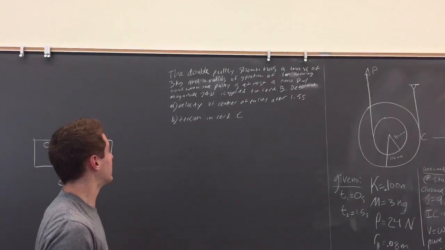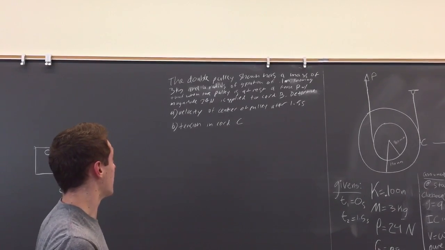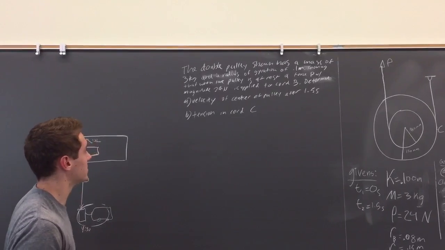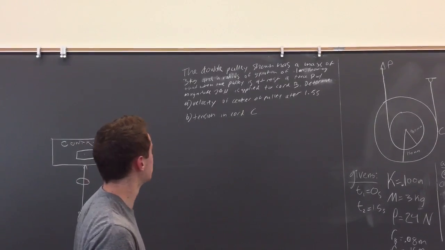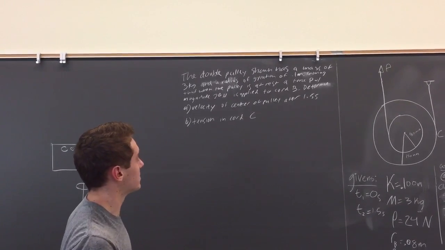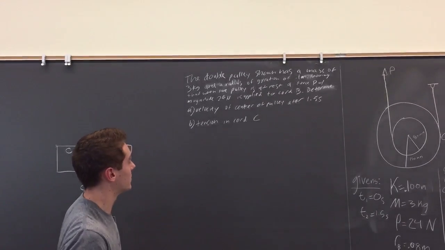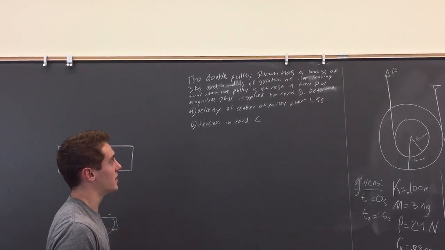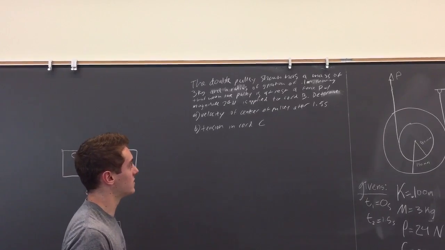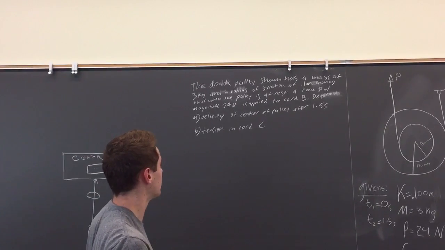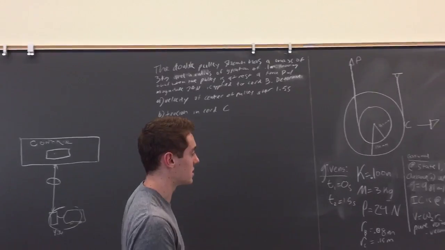So our problem statement states that the double pulley shown has a mass of 3 kilograms and a radius of gyration of 0.1 meters. Knowing that when the pulley is at rest, a force P with a magnitude of 24 newtons is applied to cord B, it's asking us to determine the velocity of the pulley after 1.5 seconds and the tension in cord C.